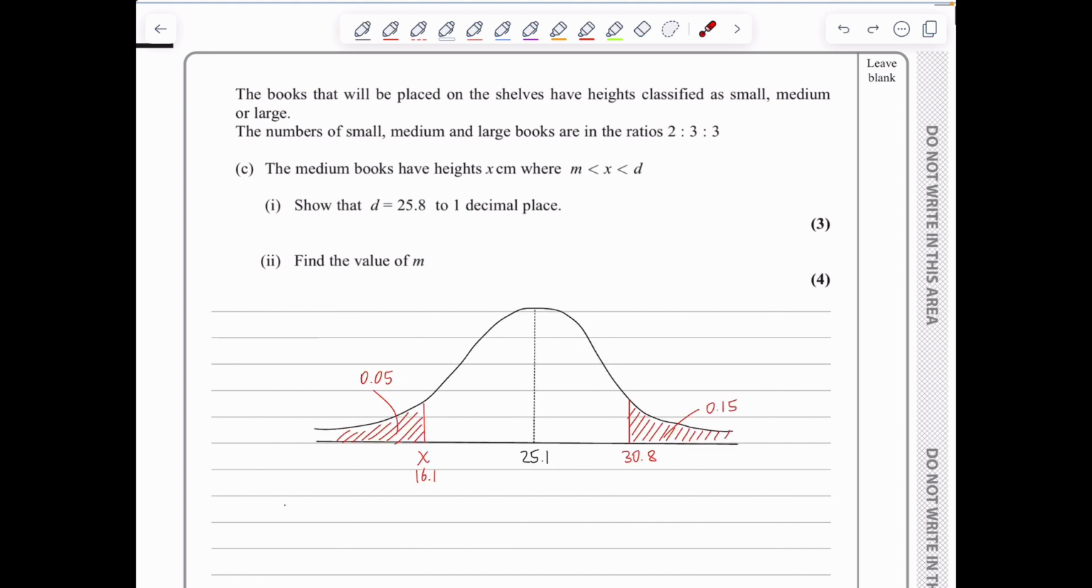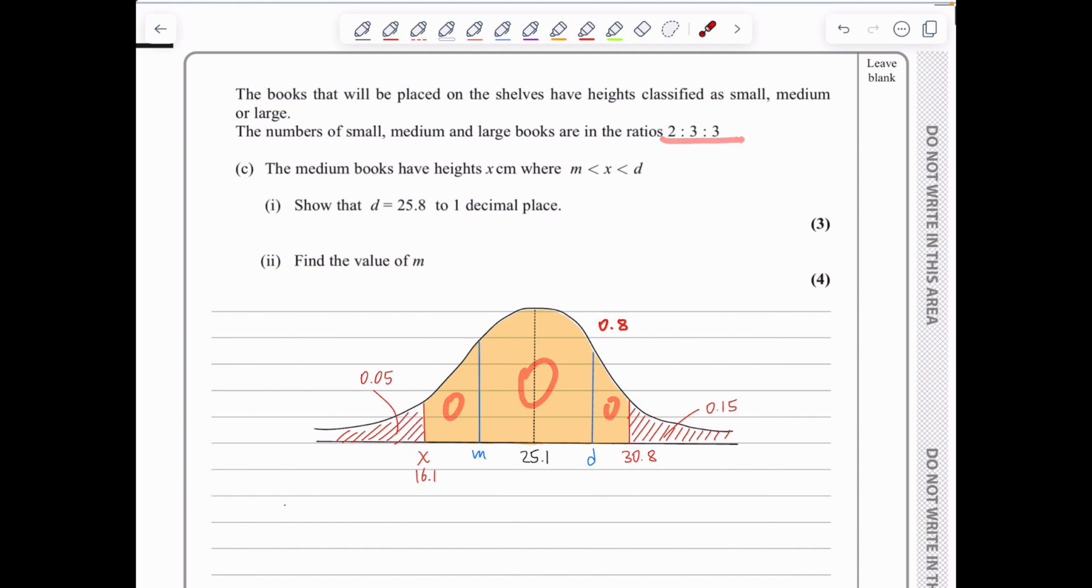So this is where we stand at the moment. We know that all the books that will be placed on the shelf are over here, and the left tail is 0.05 and the right tail is 0.15, which means that all of this is 0.8. We know that there is a value M somewhere here that distinguishes between the small and the medium, and the value D that distinguishes between the medium and the large books. And I'll be splitting these three regions in the ratio 2 to 3 to 3.